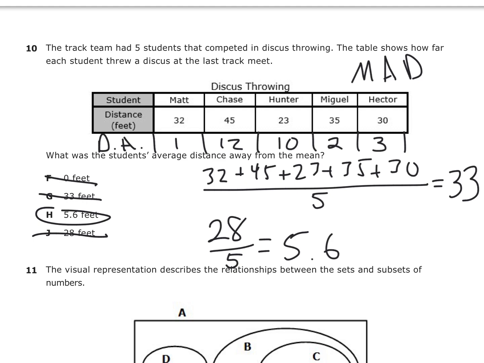Okay. So this one was tricky, I guess, because if you only read mean, you would have circled G. I did on accident. That's okay. And if you added these up and didn't divide, you would have circled J. So they're going to put fake answers on the test, okay? So make sure you read the question and you read average distance away.